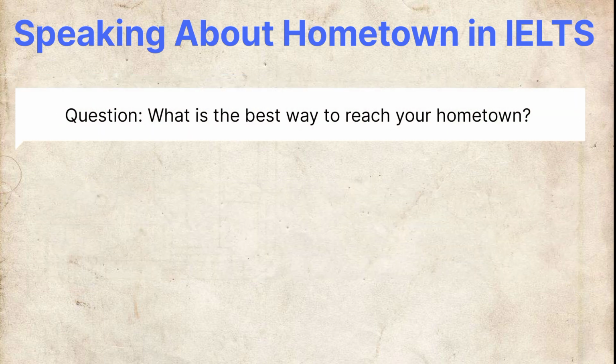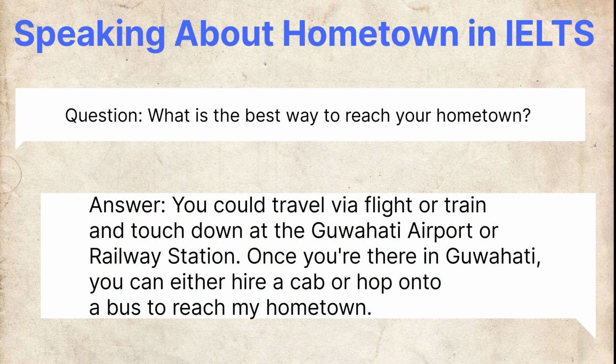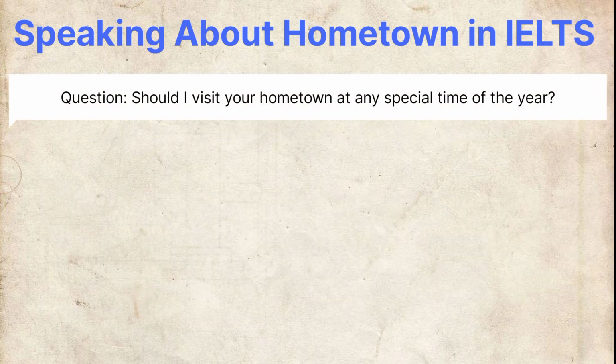Question number 7. What is the best way to reach your hometown? Answer. You could travel via flight or train and touch down at the Guwahati airport or railway station. Once you are there in Guwahati, you can either hire a cab or hop onto a bus to reach my hometown.